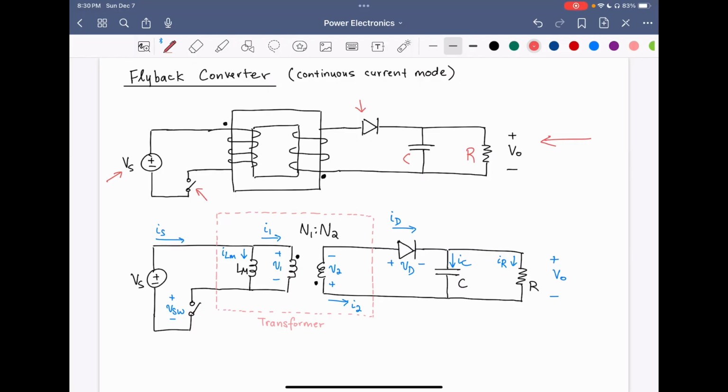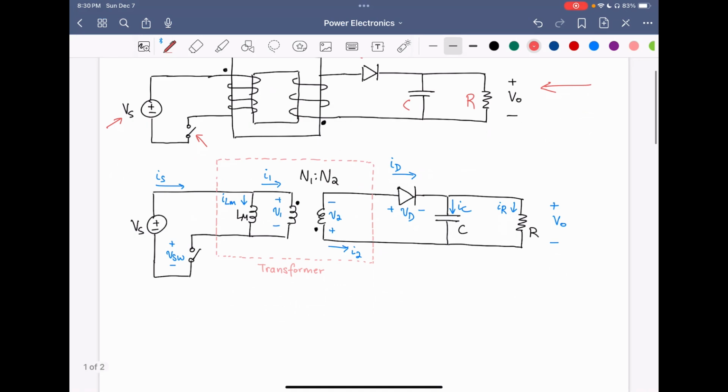Now, to begin our analysis, we're going to use an equivalent electrical circuit model for this transformer. And that's represented by this model here on the bottom. In this model, we have an ideal transformer with the N1 to N2 turns ratio. And we also have a magnetizing inductance Lm that represents the energy storage of the transformer.